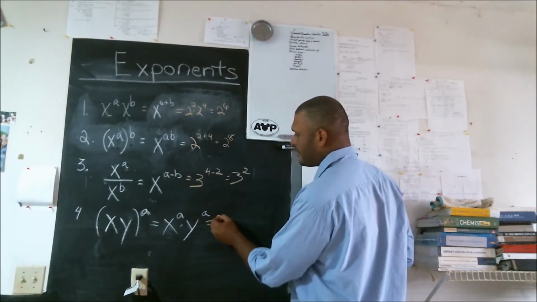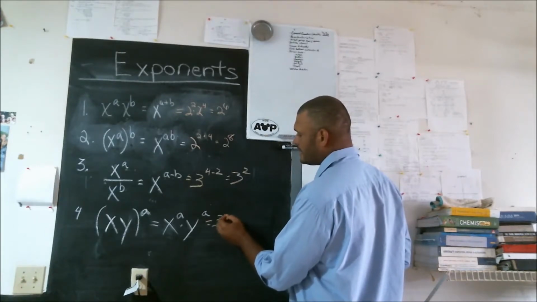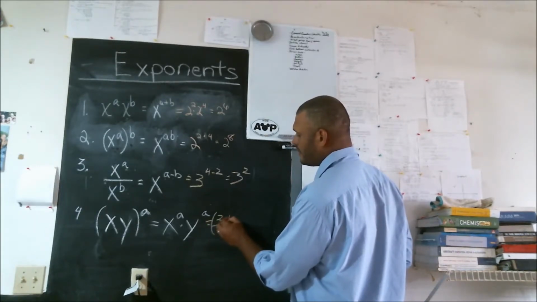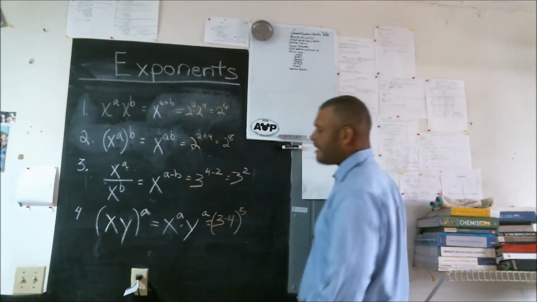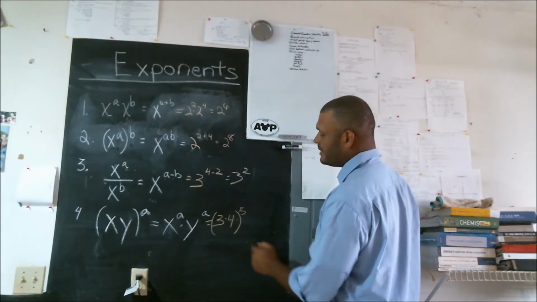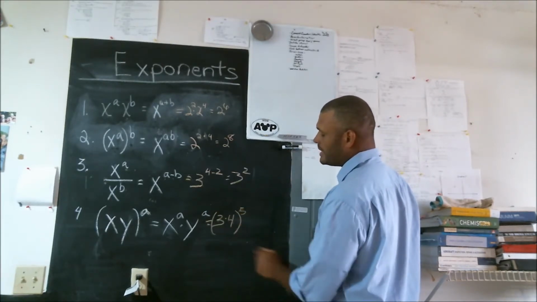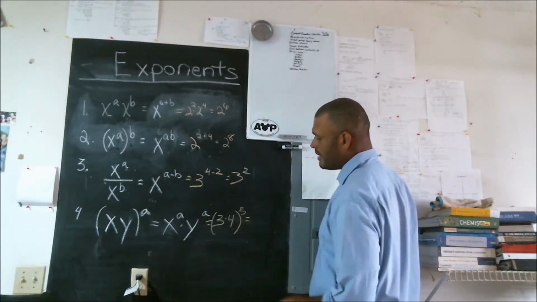Okay, so we'll have 3 times 4 to the 5th power. Now, we can actually calculate this and come all the way down to it and get the numbers. You'll have 15 here, and you'll have 20 here, and then you multiply 15 by 20, right?